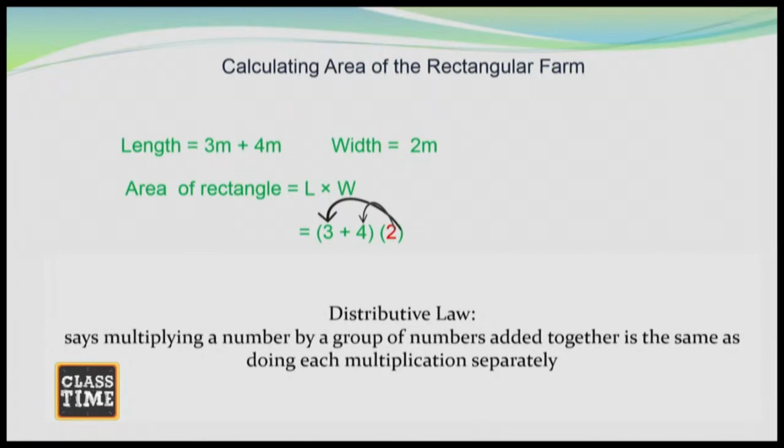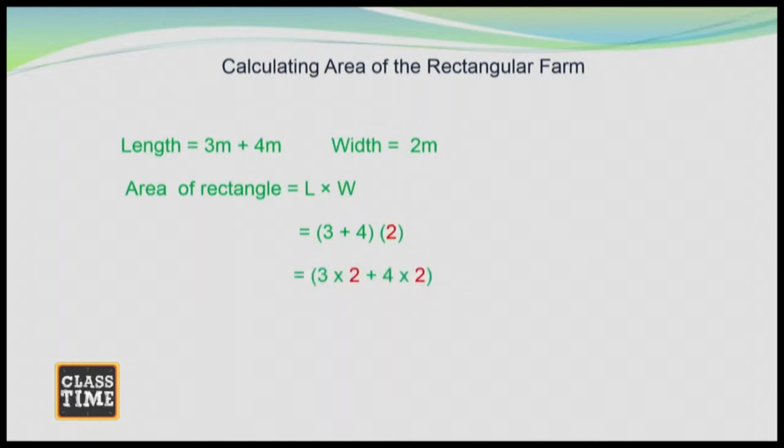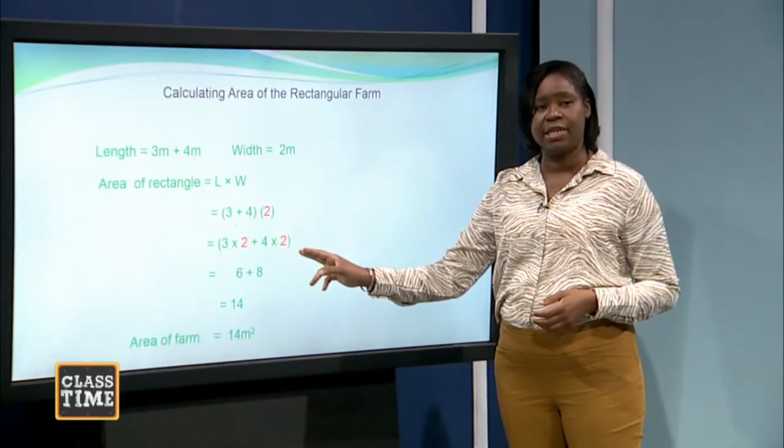It says that multiplying a number by a group of numbers added together. So here we have the group of numbers added together, and to be multiplied by 2 is the same as doing each multiplication separately. So this is what we're saying. Taking the 2 and multiplying each term in the bracket separately.